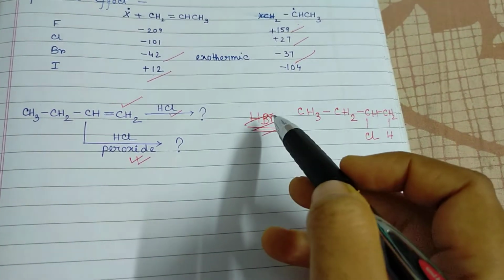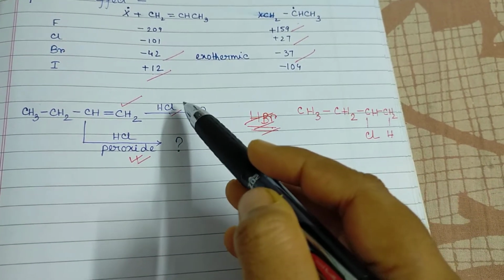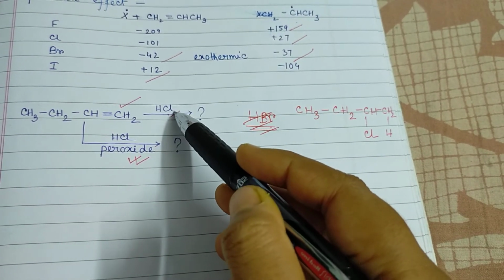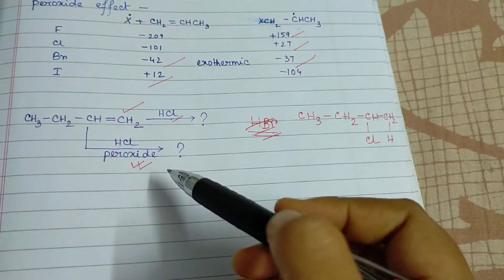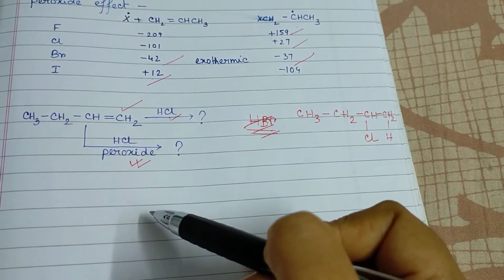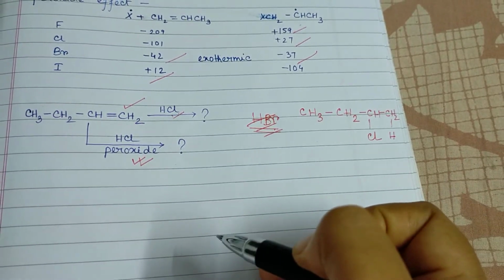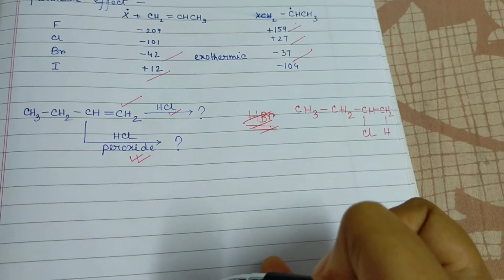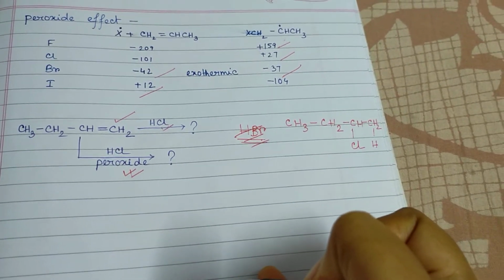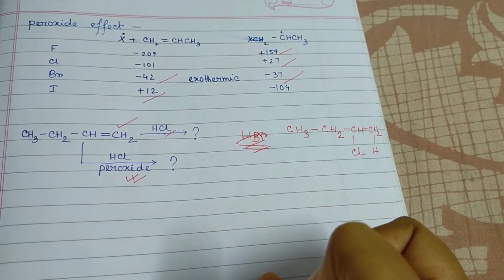But if there is HBr, then the first time there will be the product 2-bromobutane, but for the second case, in presence of peroxide, HBr will give 1-bromobutane. So this is all about the preparation of haloalkanes from alkenes.